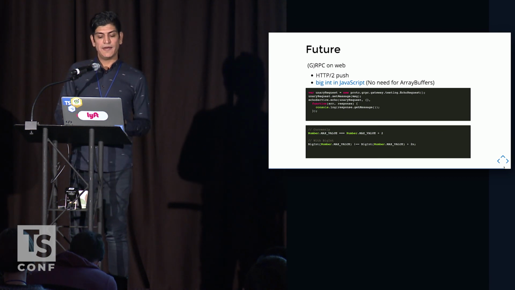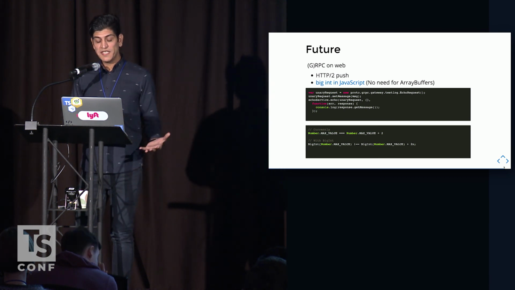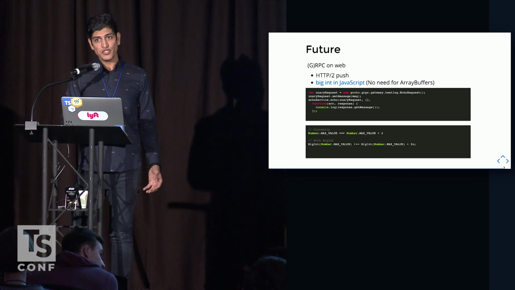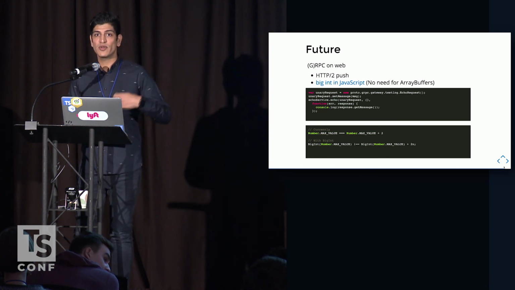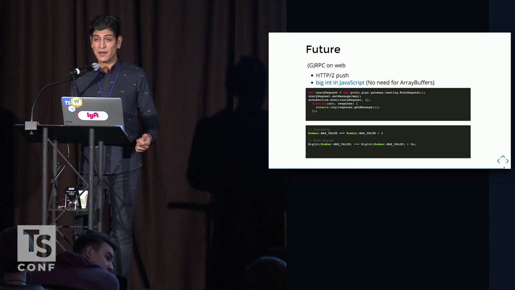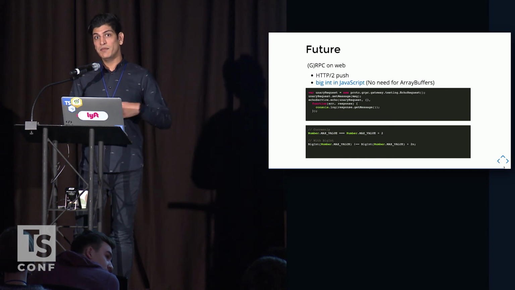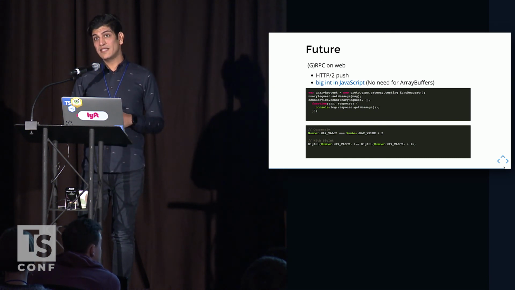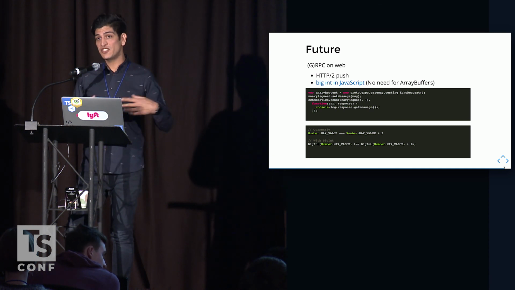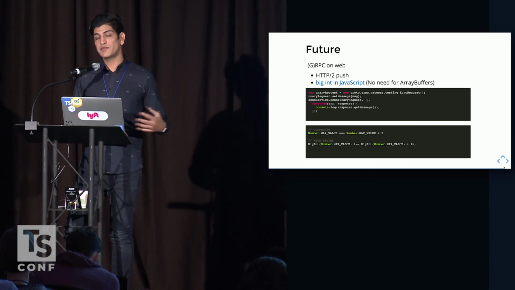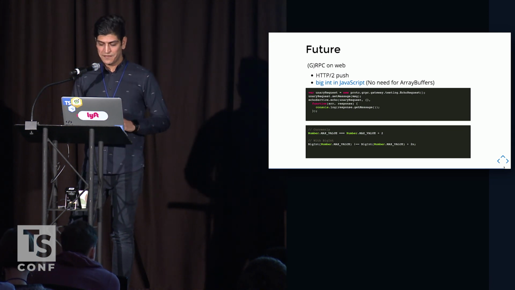And also with gRPC on web and HTTP2 push, we can just connect to a gRPC server from the browser and talk to it in binary format. So this is pretty good because you don't have to rely on HTTP and AJAX calls to get your data. It is much faster and more efficient, and more importantly, type safe.